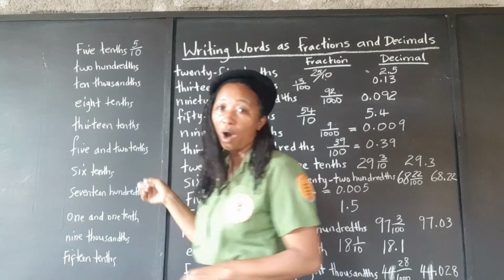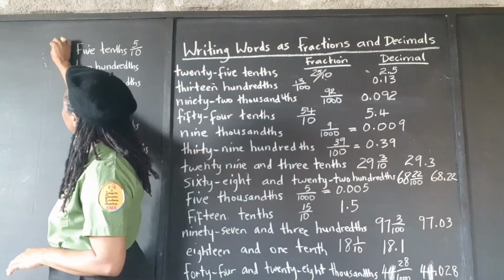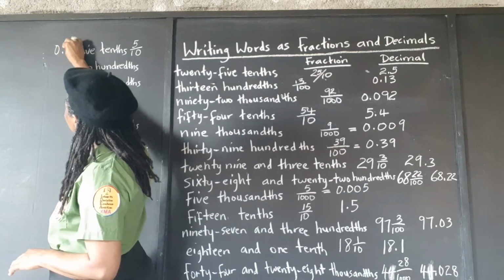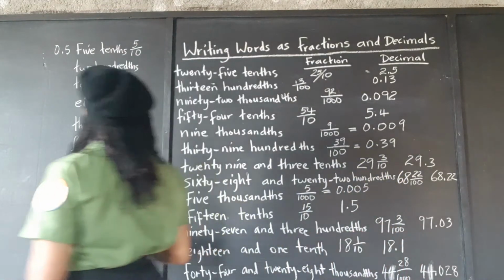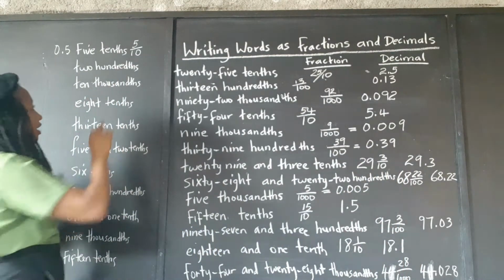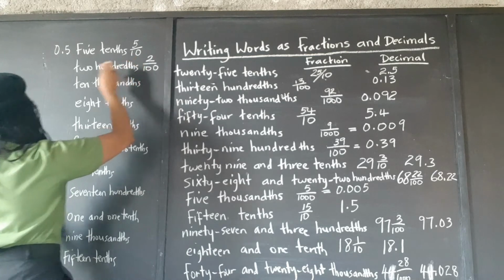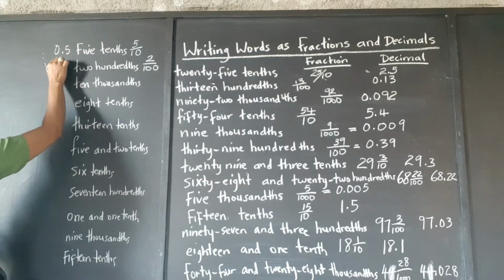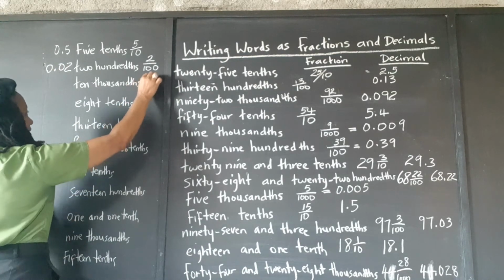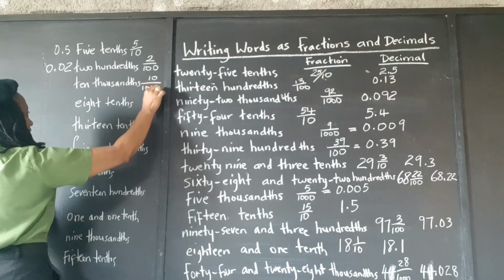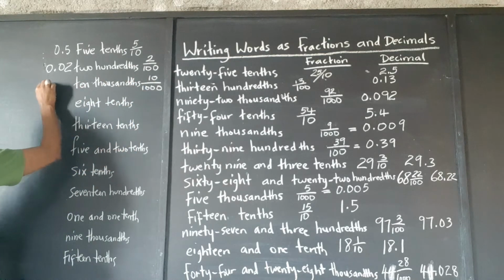So we're moving 1 place to the left. Alright, so we can write it here actually, so that will be 0.5. 1 place to the left. Alright, 2 hundredths. So 2 hundredths, 2 places to the left would take us at 0.02. 10 thousandths. So 10 thousandths, 3 places to the left. We're going to need to fill that space.